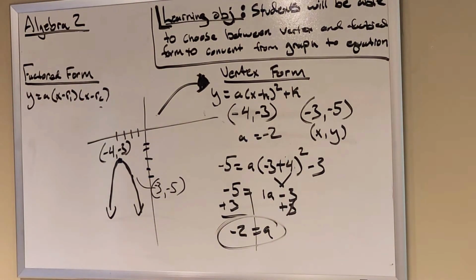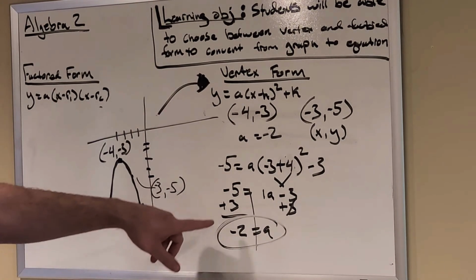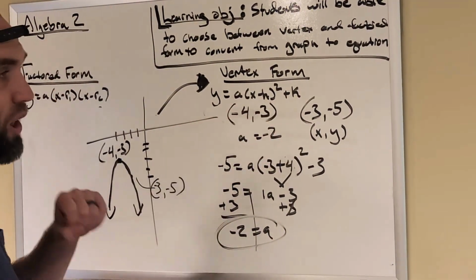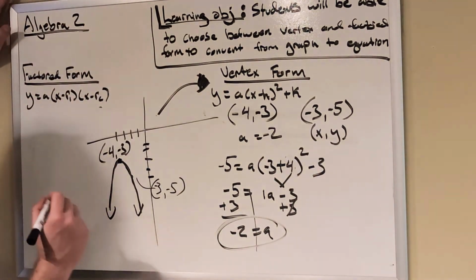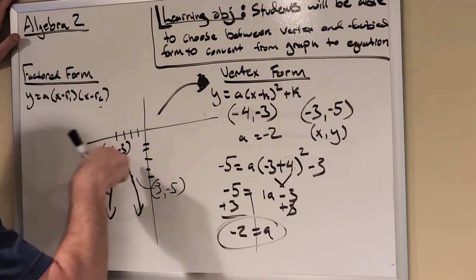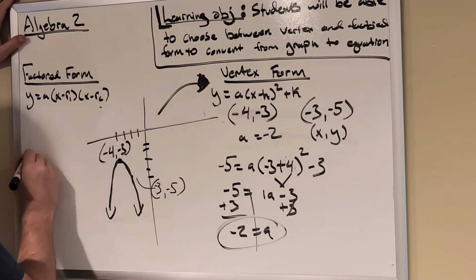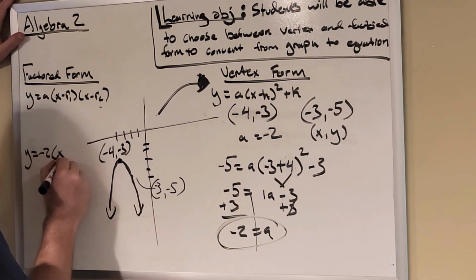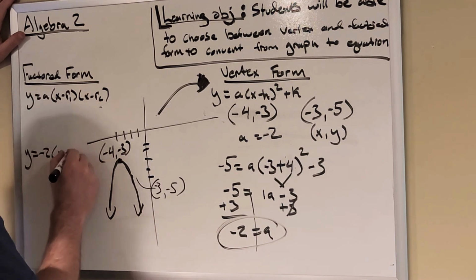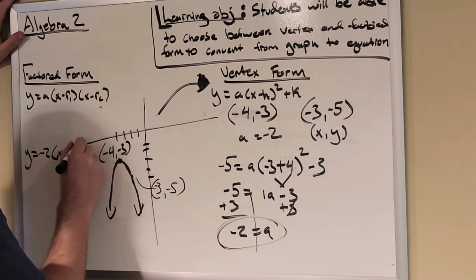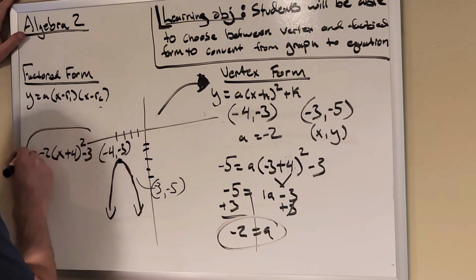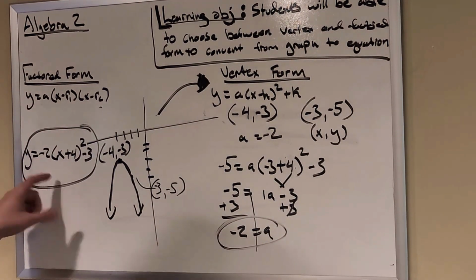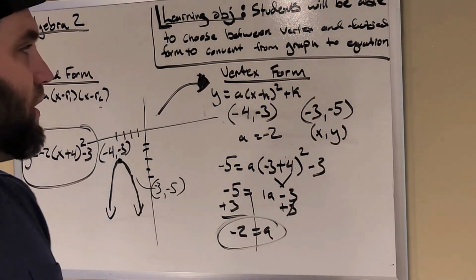So now I want to take this number and my vertex, and plug it into the equation, so I have my equation of this specific parabola. Y is equal to a, negative 2, times x minus h, or plus 4, squared, minus 3.